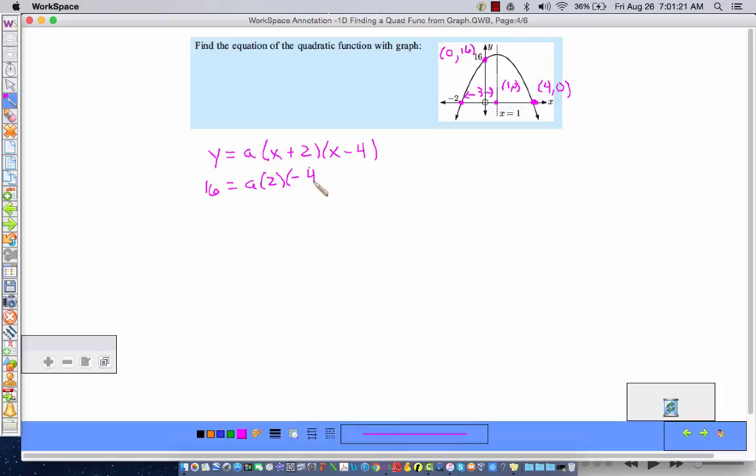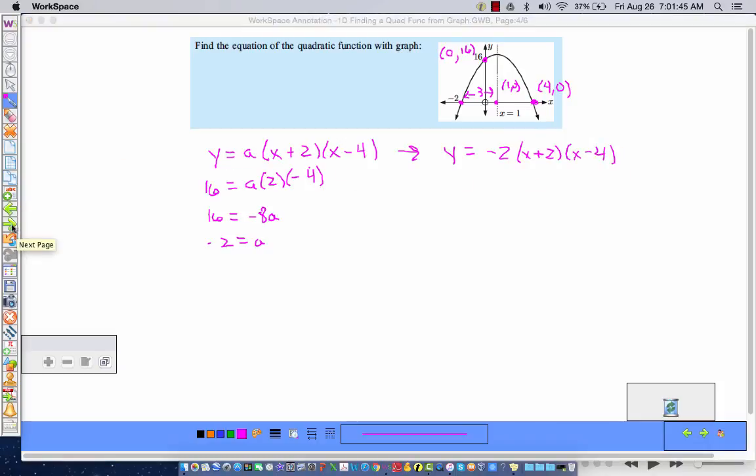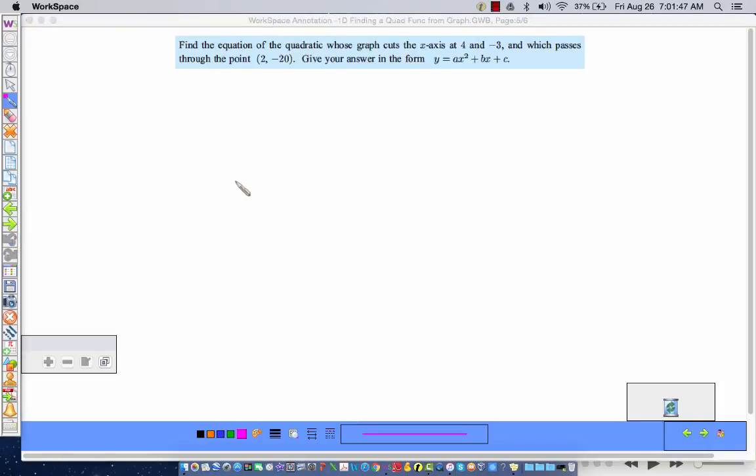I skipped ahead to the answer there. So 16 equals negative 8a. A is equal to negative 2. So I know the equation of this particular quadratic is going to be negative 2, which it should be. It's opening downward, times x plus 2 times x minus 4. Giddy up. Moving on.